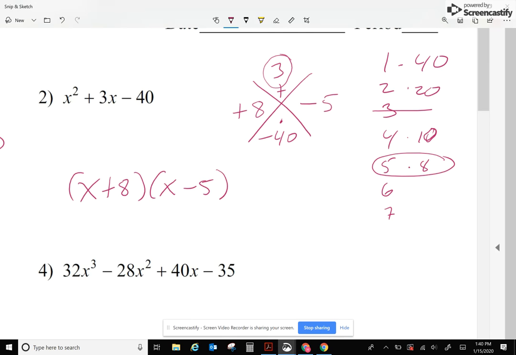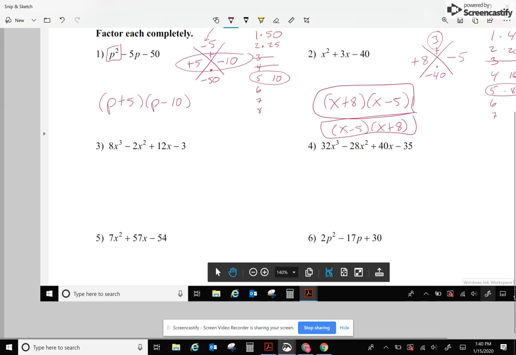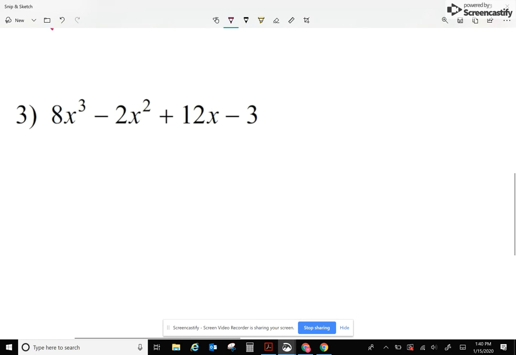The order of the parentheses does not matter. So if instead of x plus 8, x minus 5, I said x minus 5 and x plus 8, the answer is still correct. The order of the parentheses, we call those factors, the order of the factors does not matter. All right, now let's take a look at what if I have 4 terms to begin with.